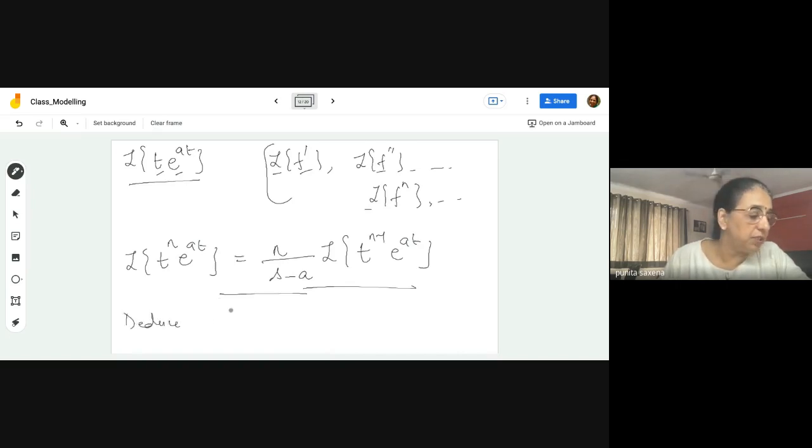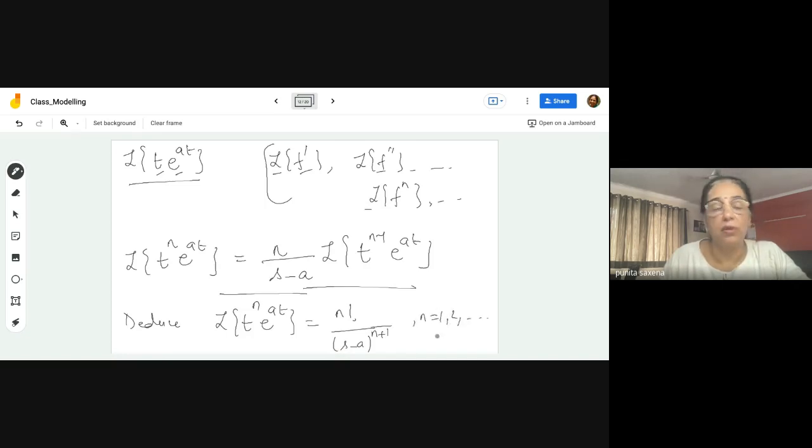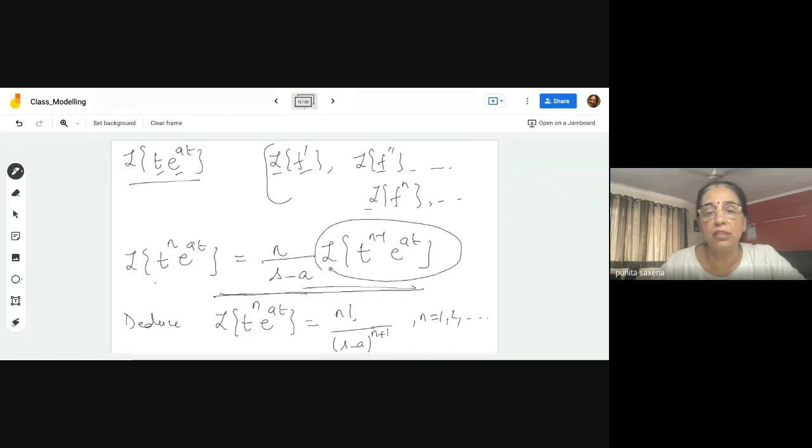And we have to deduce that Laplace transform of t to the power n e to the power at is actually nothing but n factorial upon s minus a to the power n plus 1 for n equal to 1, 2, and so on and so forth. Okay, which is obvious. See, if I'm able to prove this result, then I can use the same result to substitute this. That will be what? T to the power n minus 2. So again, the result can be used and so on and so forth. So you will have things like n into n minus 1, n minus 2, and so on and so forth.